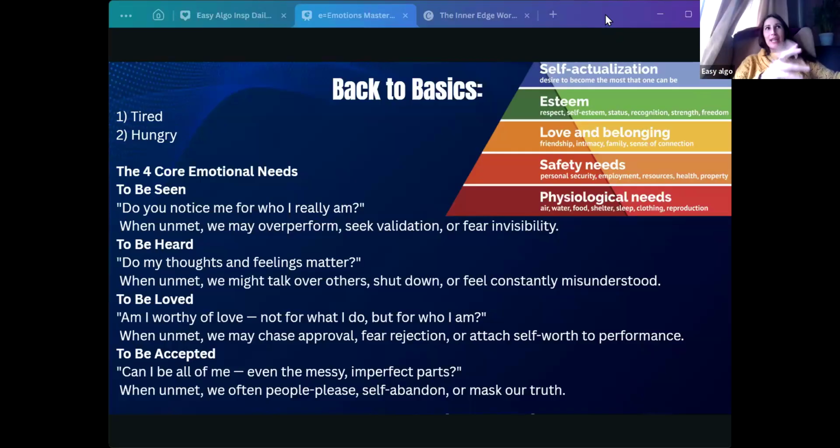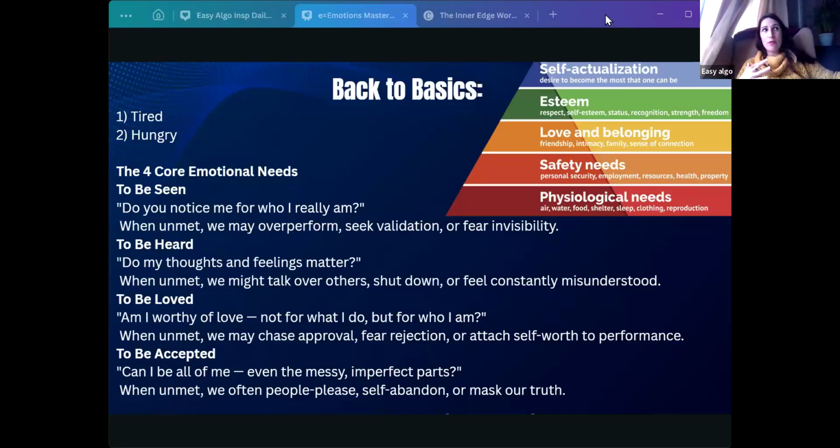So when an emotion is coming up, I know this is going to sound ridiculous, but so overlooked, go back to basics. Do you need a freaking nap? Are you actually too tired to be in this trade right now? Are you hungry? Are you hangry? Okay. So we want to check what is the really primal base level psychological need that might be coming up there for you. And then understanding our 4 core emotional needs.